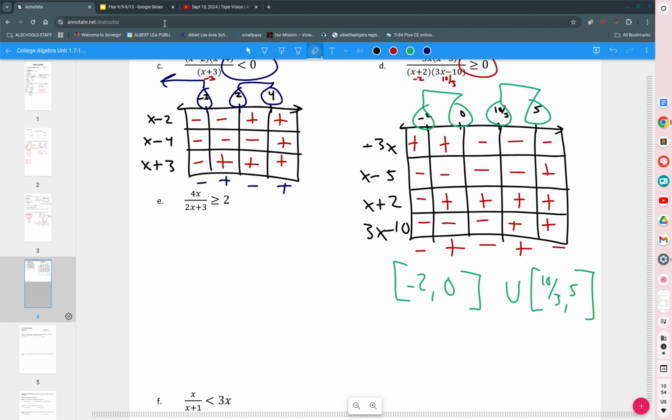So all we do is we take that -2 and we change it to a parenthesis. That 10/3 can't be part of our solution, so we go ahead and take that off and turn it to a parenthesis.